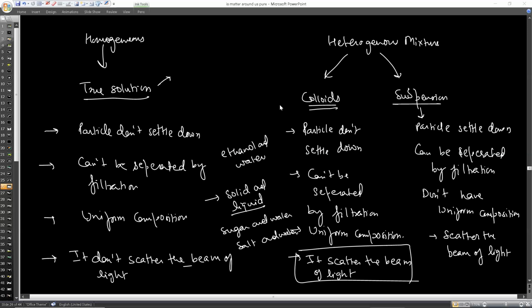So what do you mean by the true solution? In a true solution, the particles do not settle down. The same is true for the colloid solution. Just stop writing, please, and concentrate here. True solution and colloid have the same characteristics. Both can't be separated by filtration, and both have uniform composition. The true solution does not scatter the beam of light, while the colloid scatters it. Almost the first three points are the same.